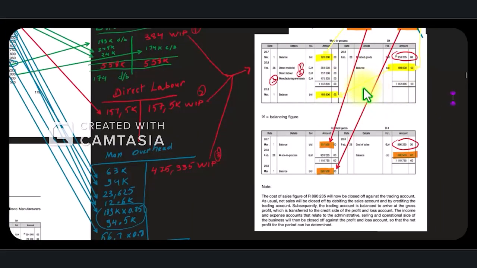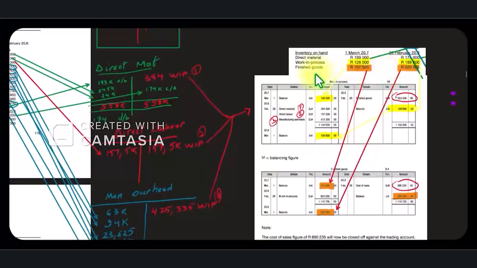So this is the amount that is allocated to the finished good. After the working process, we have the finished good, and the finished goods would be an account in itself with a left and a right. On one side we would have the finished good that came from the working process, the 953,000. So the finished good that came from the working process is this one.